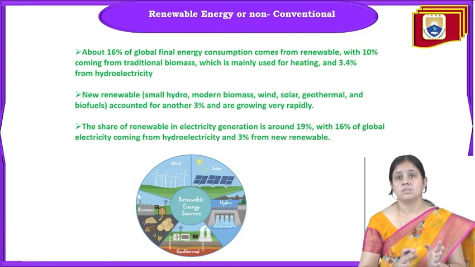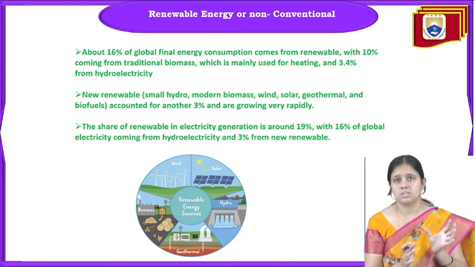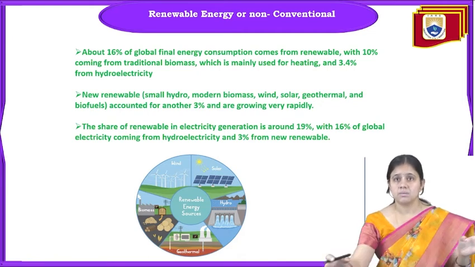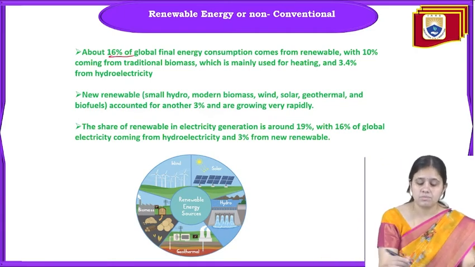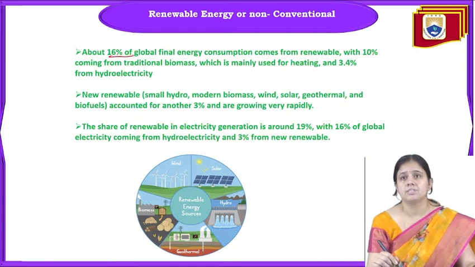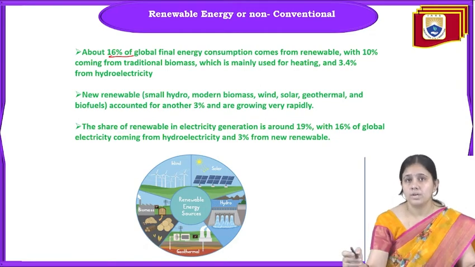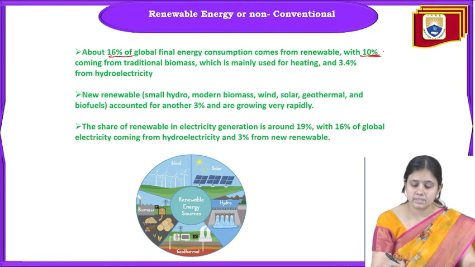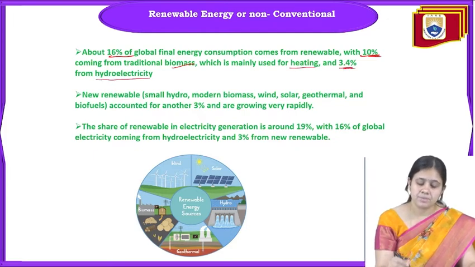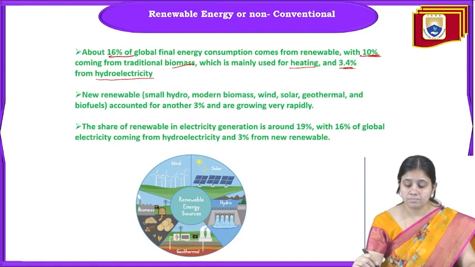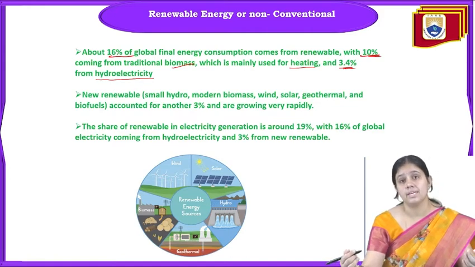Now comes the basics of renewable sources of energy. So what is the basic scenario for renewable energy? First of all, 16% of the global final energy consumption comes from renewable sources. Only 10% is coming from traditional biomass, which is mainly used for heating, and 3.4% comes from hydroelectricity. So this is what our country is doing. We are going to be focusing on renewable sources of energy, and it has a very good future.